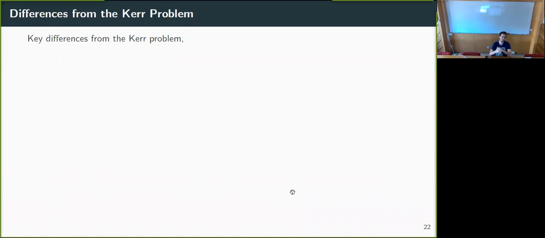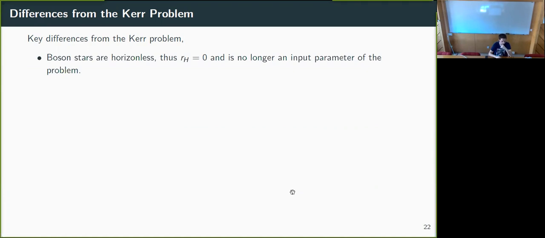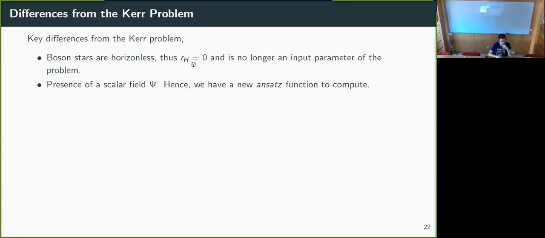But now, what are the differences from the Kerr problem? Here the idea is to do basically the same as we did for the Kerr problem, but there will be some differences. The first one should be obvious, since they are horizonless. The RH quantity that was an input parameter for the Kerr problem is no longer an input parameter here, since we always set that to 0. There's also the presence of a scalar field, so there will be a new Ansatz function. So we have one more function to compute.